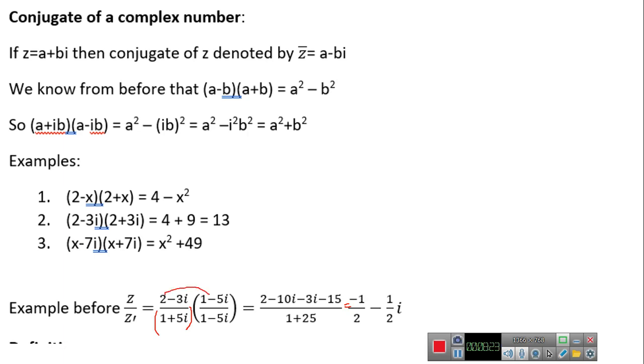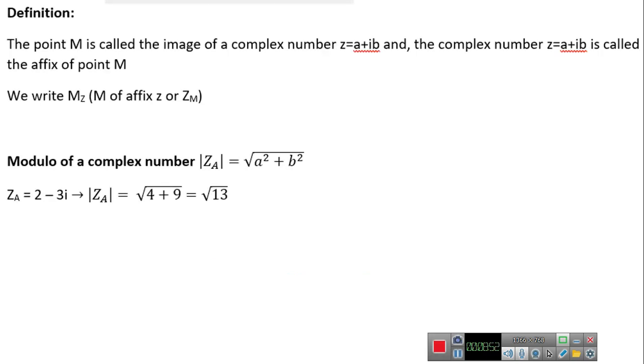So what do I do? I multiply by the conjugate of 1 plus 5i, which is 1 minus 5i, up and down. So here you're going to get 2 minus 10i minus 3i plus 15i squared, which is minus 15, as you can see here. A plus ib times a minus ib is 1 plus 25. So you're going to get 2 minus 15, minus 13, over 26, which is minus half, and minus 13i over 26 is minus half i. So we had a complex over complex. Now we get a complex number where the real part is minus half and the imaginary part is minus half.